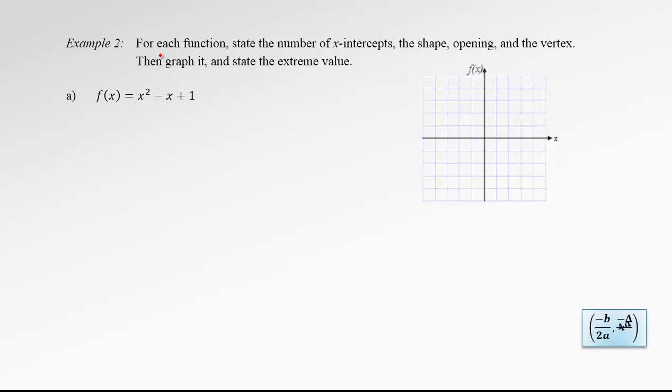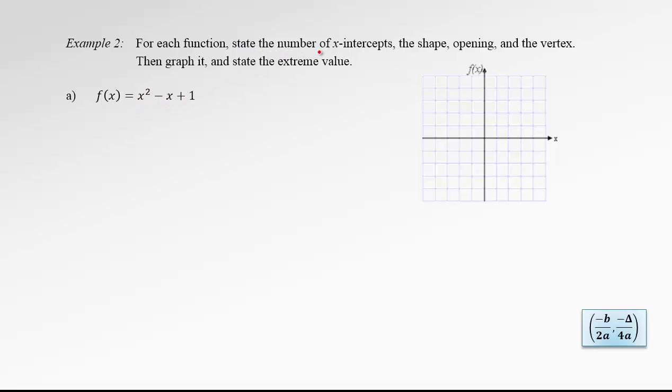Now, for each function, state the number of x-intercepts, the shape, opening, and the vertex. Then graph it and state the extreme value. Here we see our vertex formula, just in case we want to use it. The first function is x squared minus x plus 1.